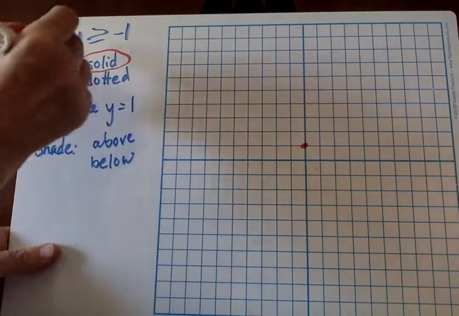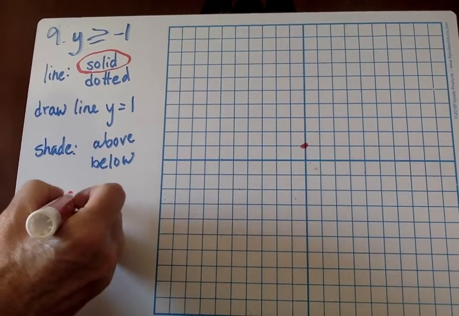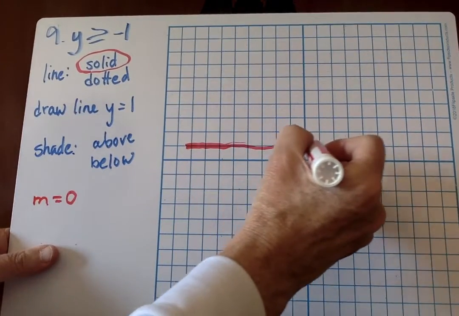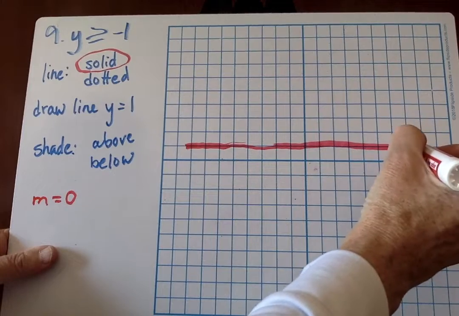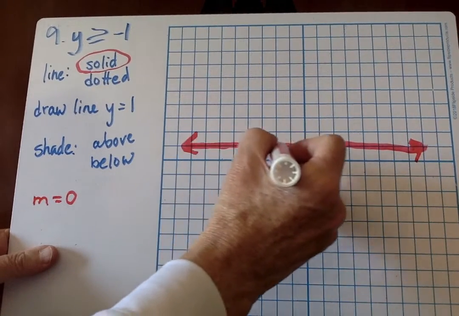Okay, and there's no x. When there's no x, we know that the m, or the slope, is 0. And if it's 0, that's a level field right there. Oh, wait. Oh, yep, it was supposed to be solid, so we're okay.